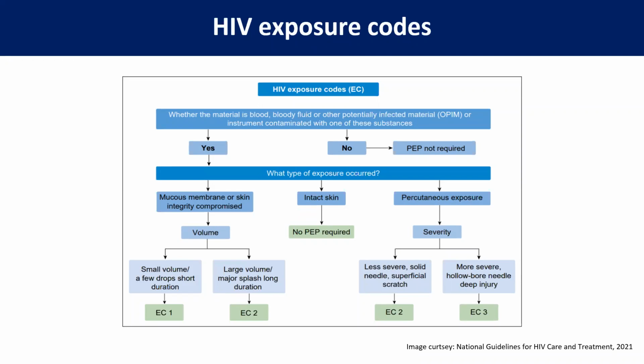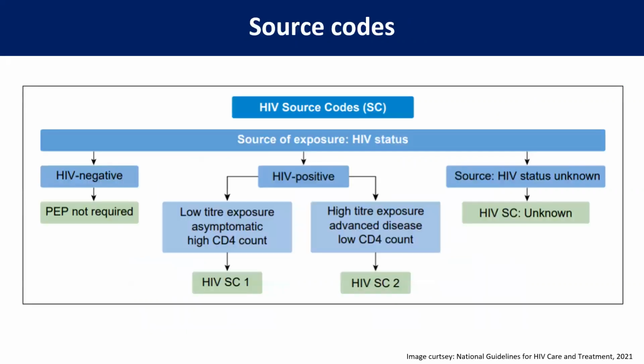If the skin is intact, no PEP is required. If there is a percutaneous injury, you have to decide the severity. If it is less severe, with a solid needle and a superficial scratch, you consider it exposure code 2. For a more severe exposure, with a hollow bore needle or a deep injury, consider it exposure code 3. Now the source codes. If the source person is HIV negative, PEP is not required. If the source person is HIV positive, you divide them: low titer exposure, an asymptomatic person, or a high CD4 count, you consider as HIV source 1.